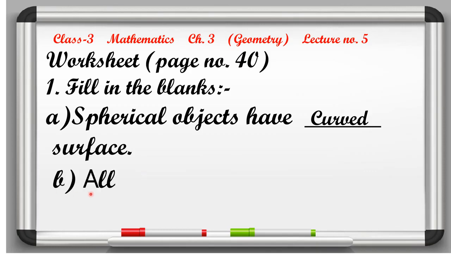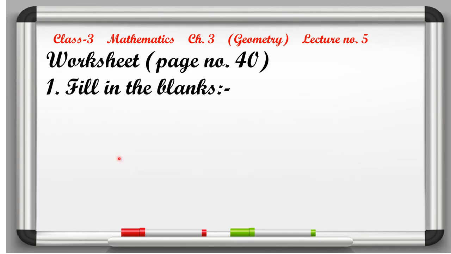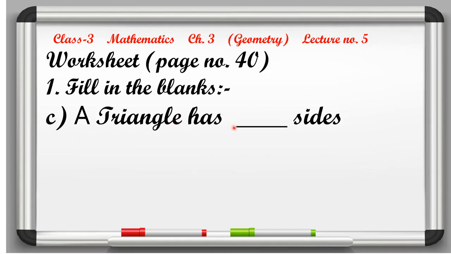Now B part. Here it is given all four sides of a dash are equal. Which shape has four sides that are equal? All four sides of a square are equal. So here we will write the spelling of square, SQUARE, square. Now in C part, it is given a triangle has dash sides and dash vertices.